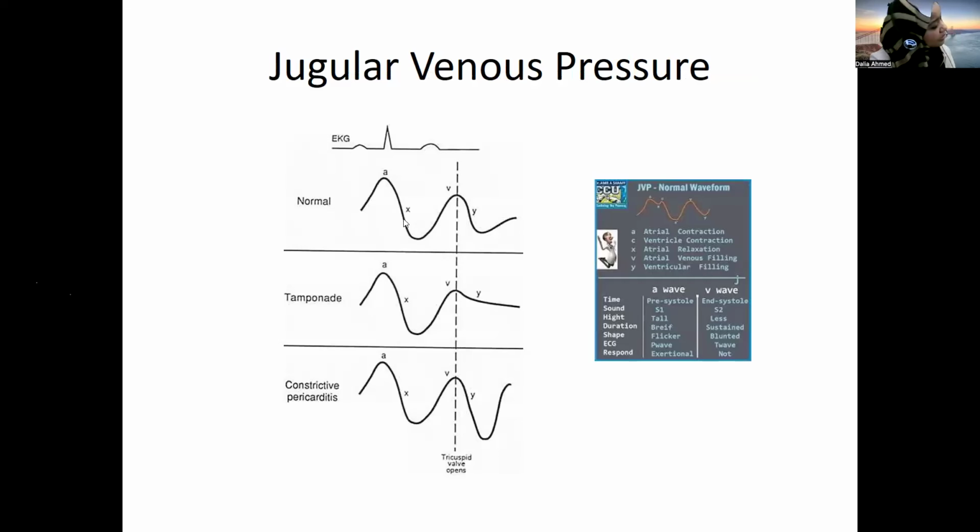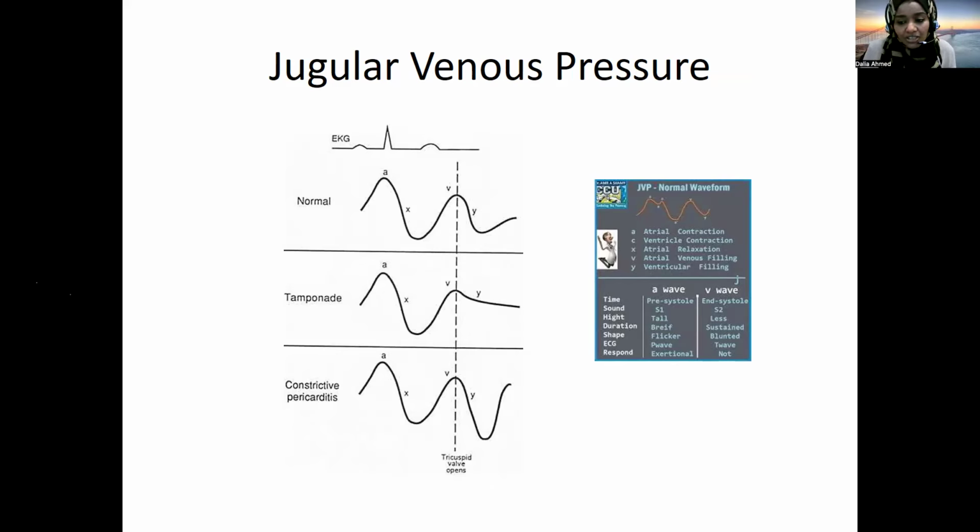I'll go a bit faster because time is running out. JVP is an important thing in examination. So this is the normal JVP. In cardiac tamponade, the typical JVP has a prominent X descent and blunted Y descent. Why? Because ventricular filling is impaired, and it's uniformly impaired throughout diastole. This is in contrast to constriction.